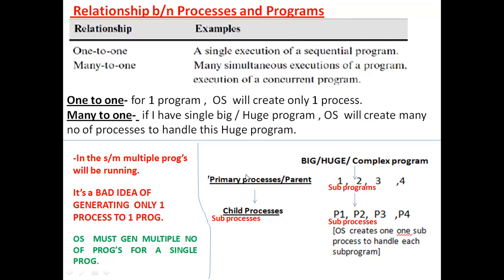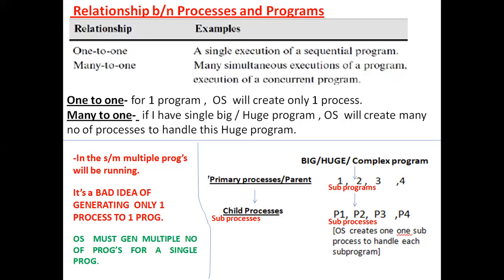So the same points that I've discussed can be reduced to three simple statements. The first statement says that in a computer system, multiple programs will be running, and it is very true. Why? Because in memory, I need to maintain more and more programs so as to keep the CPU busy. And it's a very bad idea to generate only one process to handle one program, because the amount of time consumed will be very high.